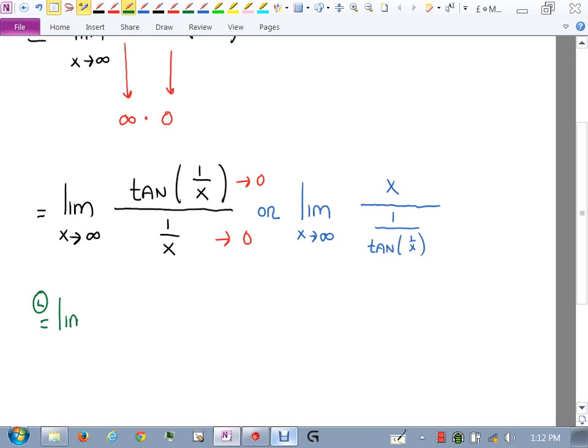L'Hopital's rule, I said last class, I like to put a little L, but most books use H's. I use an L here. Limit x goes to infinity. Derivative of the top. You're not using quotient rule, right? You'll use just a little chain rule on this guy right here. Derivative of tangent of something, secant squared of the something, times the derivative of what's inside. Derivative of 1 over x is negative 1 over x squared.